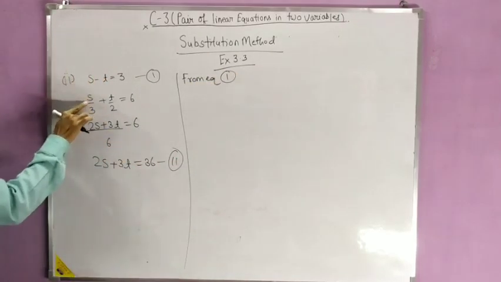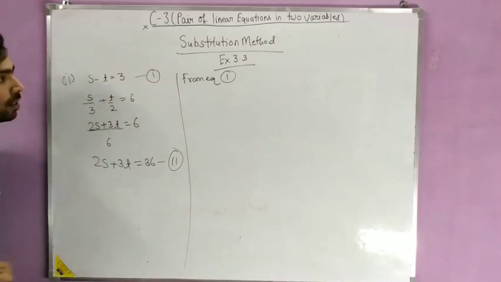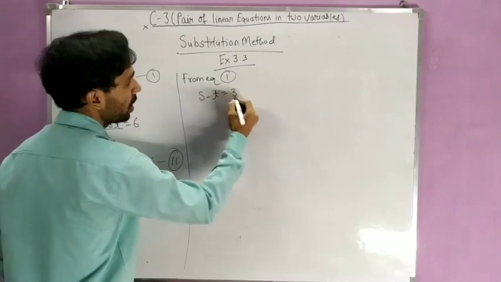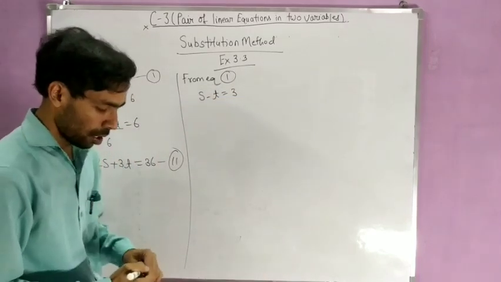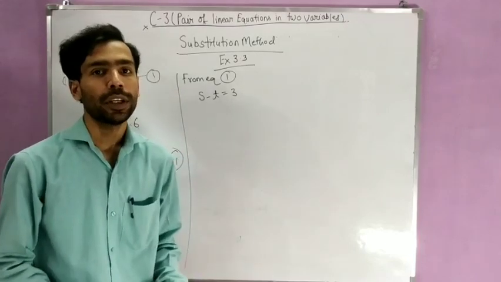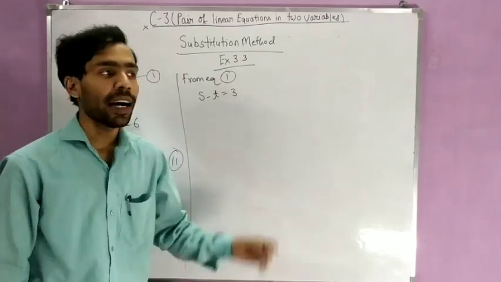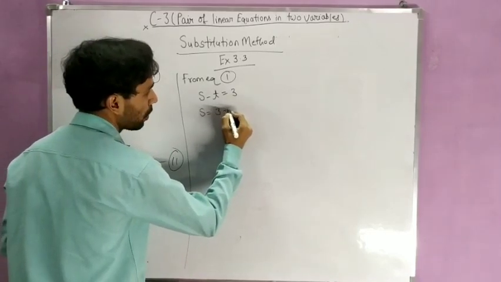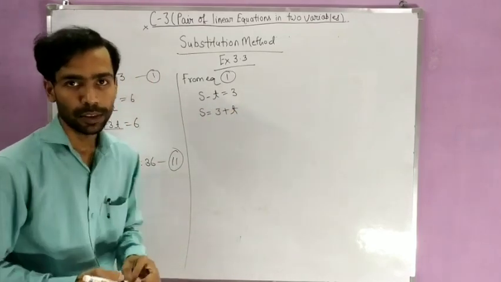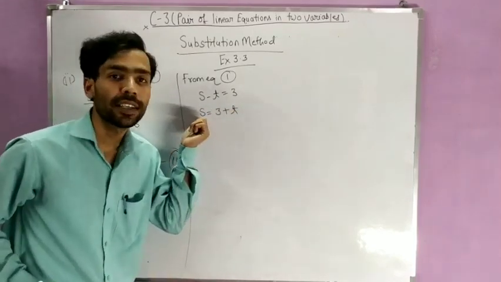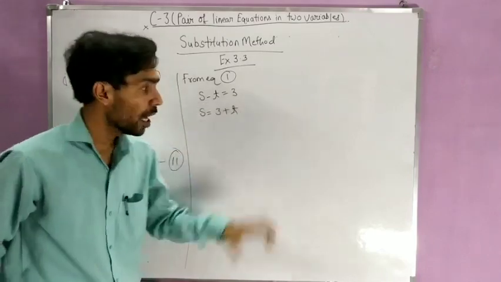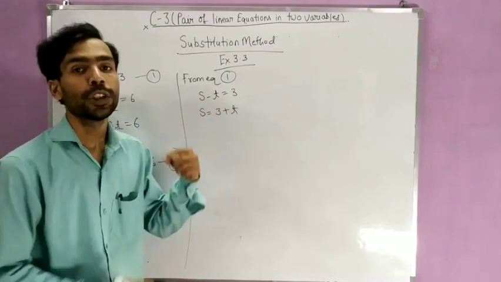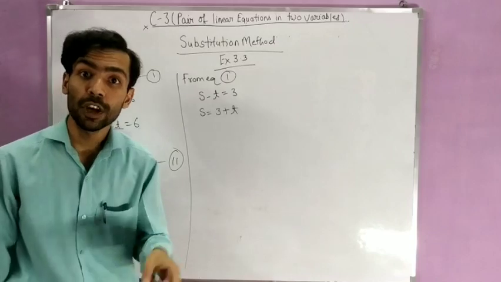See students, it is s, not 5. From equation 1, s minus t equal to 3. Now you can take out the value of any variable, either s or t. Suppose I take out the value of s. s will be equal to 3 plus t. We have calculated the value of s in terms of t. Now whatever value of s you got from equation number 1, you will put in equation number 2 in place of s.